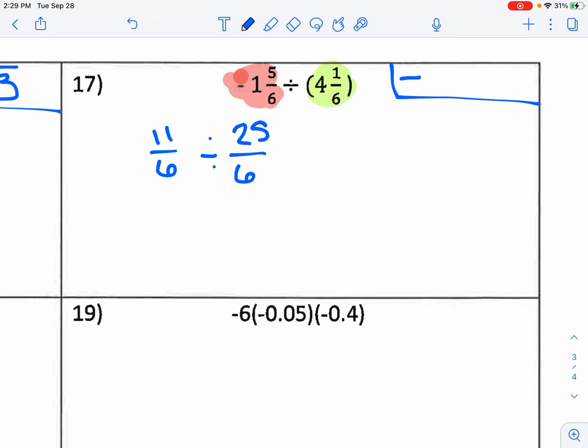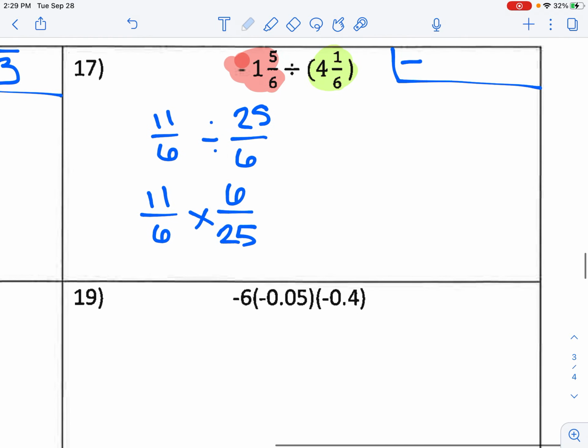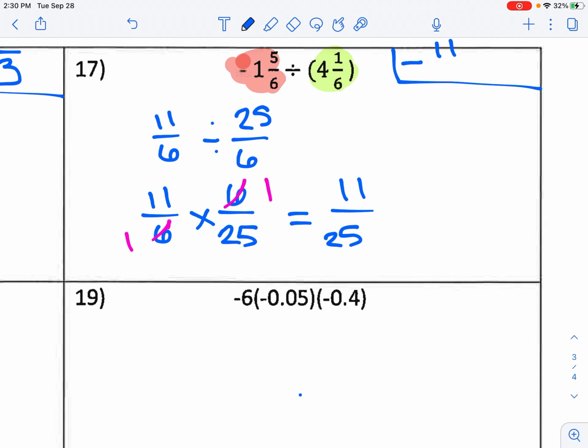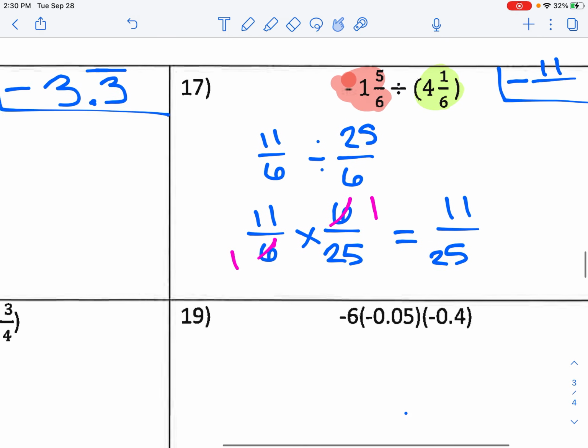After you convert to improper, then we do keep, switch, flip. After you do keep, switch, flip, cross cancel. After you cross cancel, multiply numerators and multiply denominators. Remember that you were dividing a negative by a positive, so that's going to be negative 11/25ths.